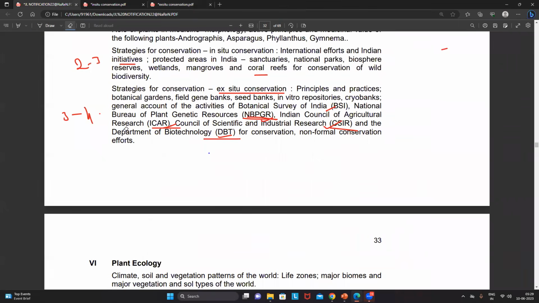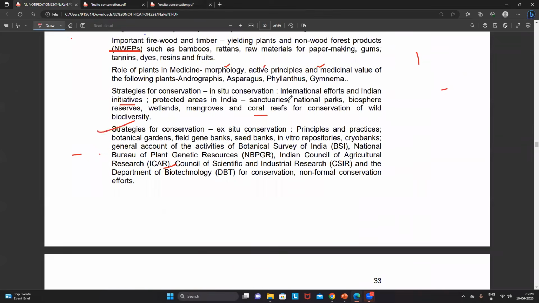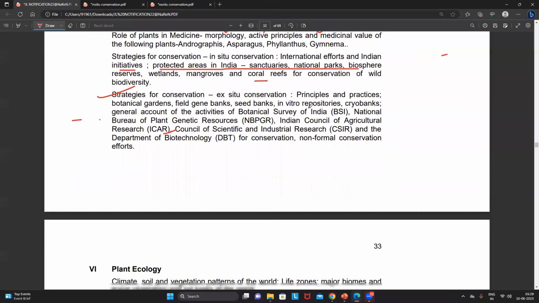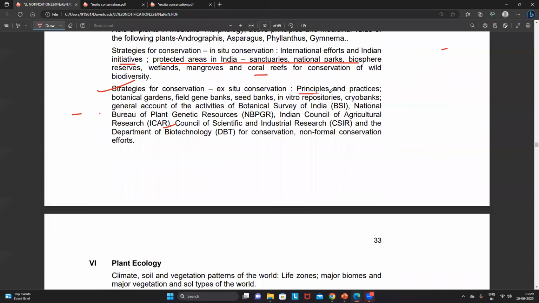Apart from this, what they have mentioned here, listen. In ex-situ conservation, in in-situ conservation, you have studied all this. In ex-situ conservation, they are just asking the principles and practices of botanical gardens, field gene banks, seed banks, and cryo banks. These four they have asked.